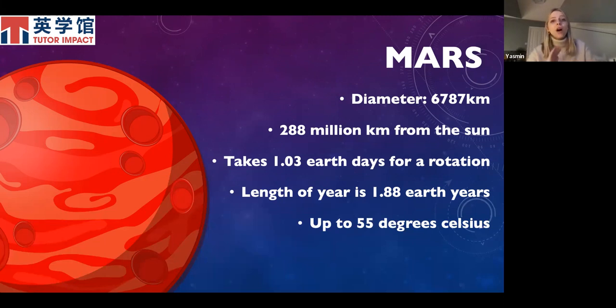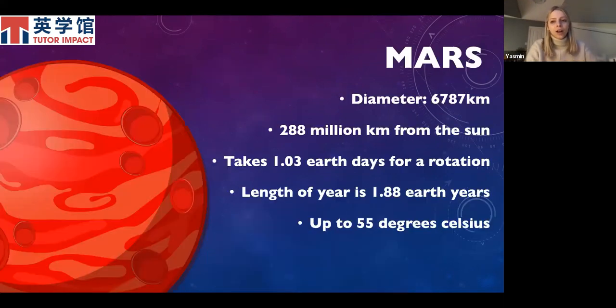So the days on Mars are very similar to the ones on Earth, because it takes around the same 1 day time. So the rotation is similar to Earth, but the length of the year is much longer because it takes Mars longer to get around the sun. So it takes 1.88 Earth years for it to orbit the sun. So that's less Christmases, if you're interested in that comparison.